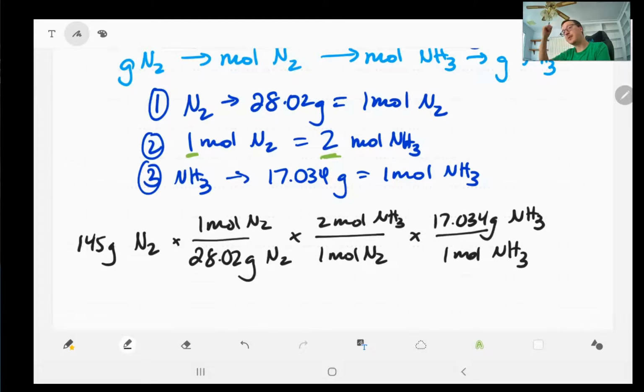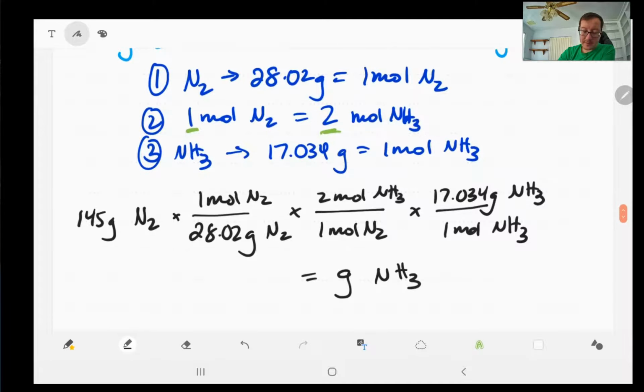And then we would just have our molar mass at the end there, and then whatever number you get out would be your answer. You get grams of ammonia, and just remember, round that to 3 sig figs, because that's what you started with. So I don't want to calculate it. You can calculate it, but it shouldn't be too bad.